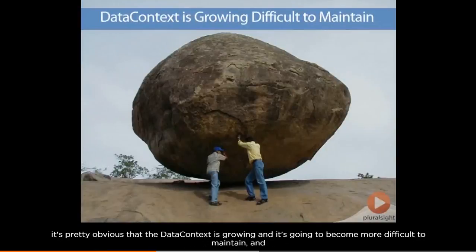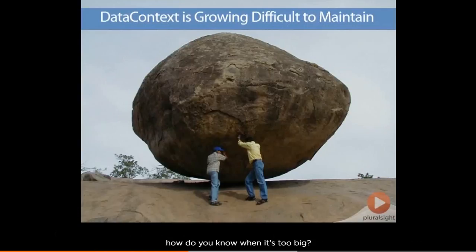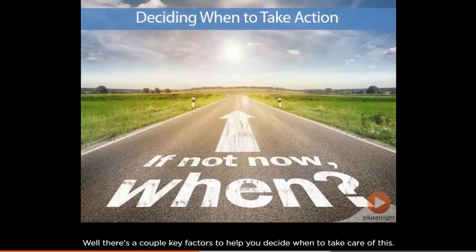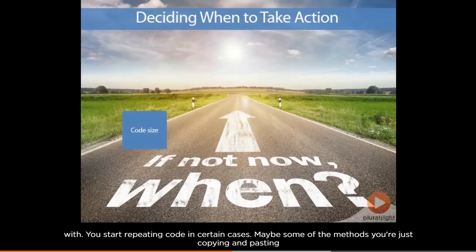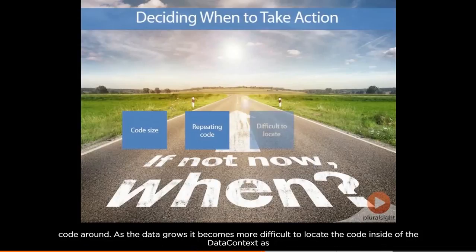In our case, it's pretty obvious that the data context is growing and it's going to become more difficult to maintain. And how do you know when it's too big? Well, there's a couple key factors to help you decide when to take care of this. One is the code size. If it's growing large, you'll notice when it becomes a little more cumbersome to deal with. You start repeating code in certain cases. Maybe some of the methods you're just copying and pasting code around. As the data grows, it becomes more difficult to locate the code inside of the data context as well.